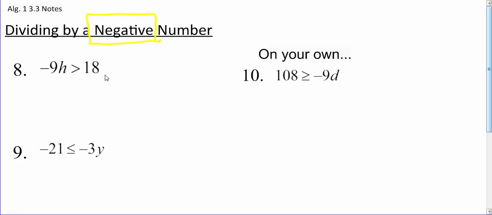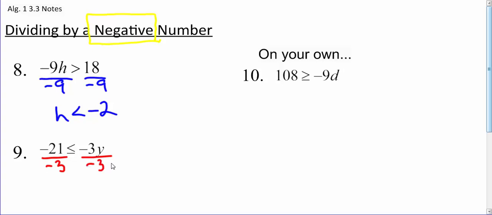Negative 9h is greater than 18. This is actually the same concept as what we did on the last few. Anytime you divide by a negative number, you would also have to switch the inequality. So here we would have h is less than negative 2 because we divided by a negative number. Alright, let's look at number 9. Divide both sides by negative 3. Whenever you hear those words, divided by negative, multiplied by negative, that means you know you have to switch.